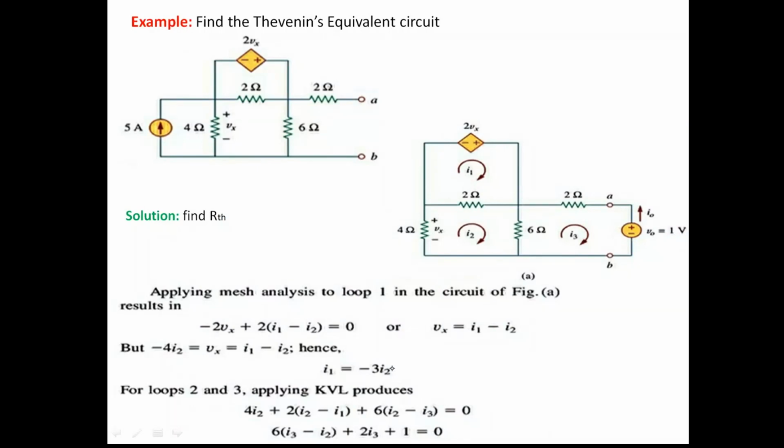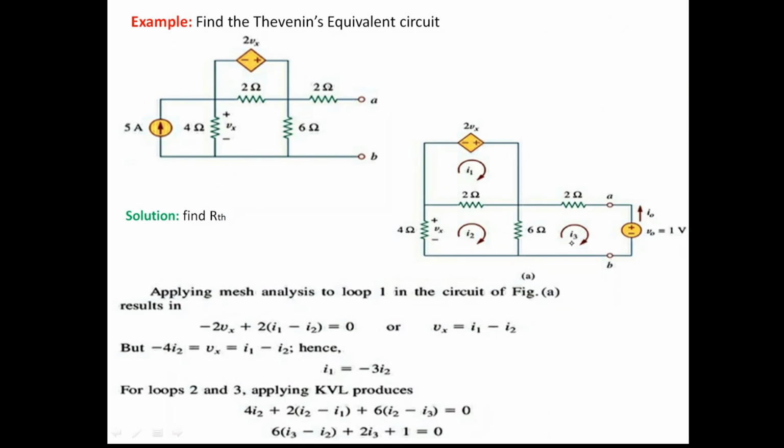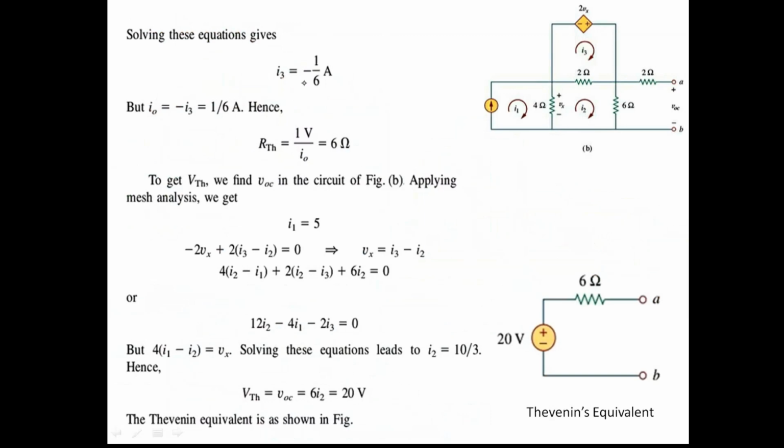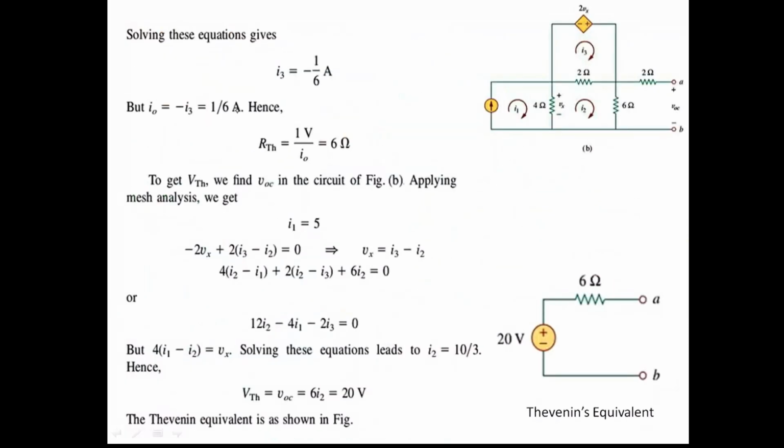Now using equations 1, 2 and 3 and solving, you will get I3 as -1/6, and I0 is what here? If you look at that, I0 is the same as I3 but in the opposite direction, therefore I0 is equal to -I3. Once you get I3 as -1/6, then I0 becomes -I3, that is given by 1/6. Once you get I0, your RTH is equal to total applied voltage V0 by I0. So that is V0 is 1 volt by I0 is 1/6. Therefore your RTH is equal to 6 ohms.